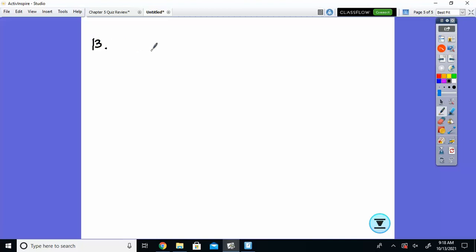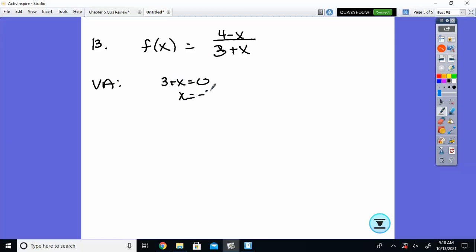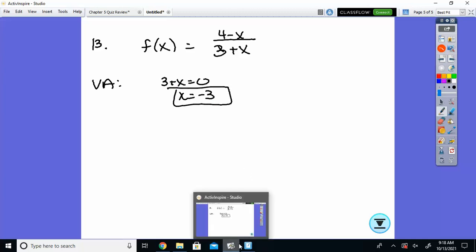Problem 13. You might as well go ahead and do the whole problem. It doesn't take long to do the vertical. How do you find the vertical asymptote? What is the zero? So if I set 3 plus x equal to 0, I get x equals negative 3. So that's my vertical asymptote.